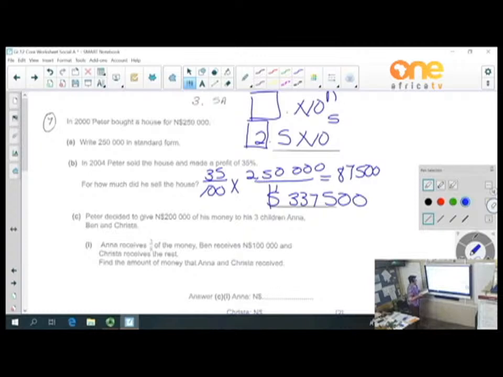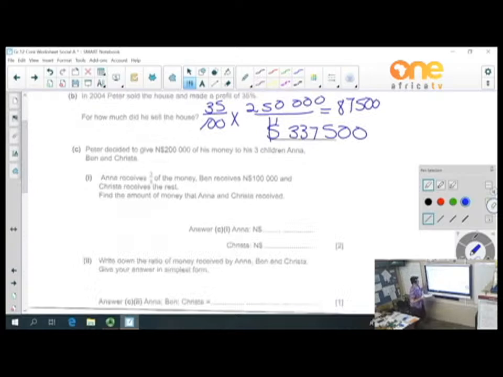Peter decided to give 200,000 of his money to his 3 children, Anna, Ben, and Krista. Anna received 3/8 of the money. Ben receives 100,000, and Krista gets the rest. And now we have to calculate what Anna and Krista get. So this is just 3/8 of the 200,000, which is what?